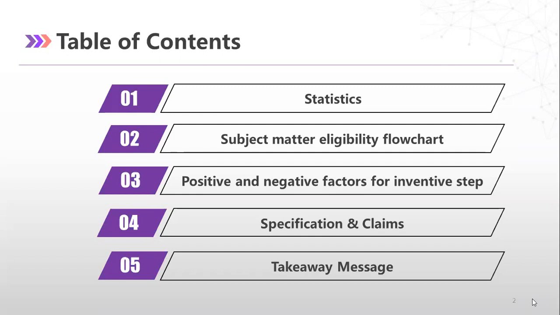The first part of the presentation is the filing stats. The second, third, and fourth parts are the three major aspects in this amendment regarding subject matter eligibility, inventive step factors, as well as some requirements in specs or claims, such as enablement and support. The last part will be my summarized message for you to take home.